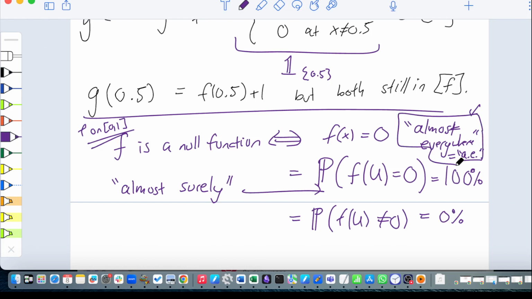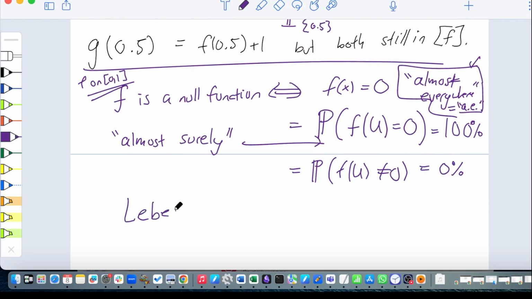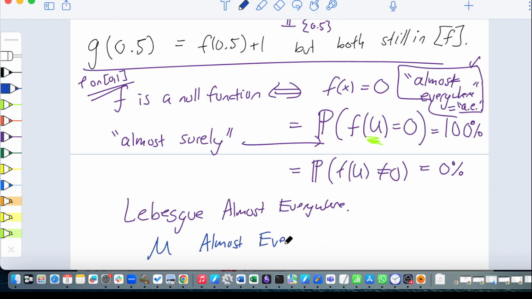Okay. Question? Sometimes when we see something called mu almost everywhere, is that the same thing? This is great. Okay, so this is Lebesgue almost everywhere. Technically, everything we're doing is Lebesgue. And why is it Lebesgue almost everywhere? It's because u is the uniform distribution. You can have other measures mu, which would be a fun project for someone to do. Mu, and if you have mu almost everywhere, that is telling you the probability of f of x equals 0 is 100%, where x is drawn according to mu.